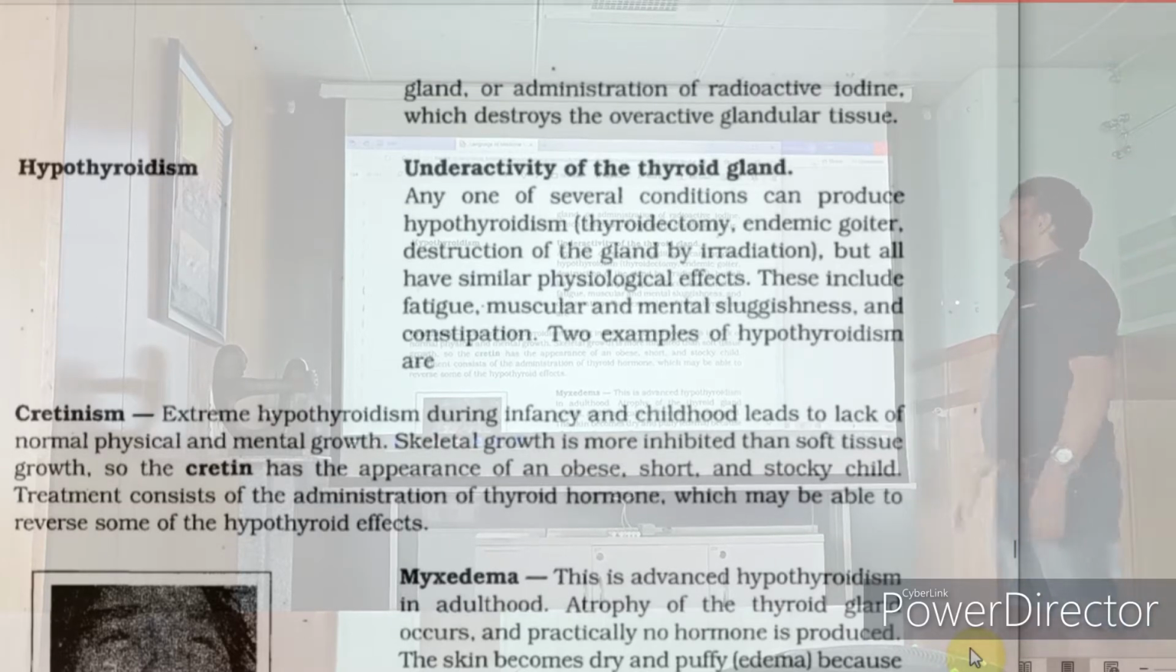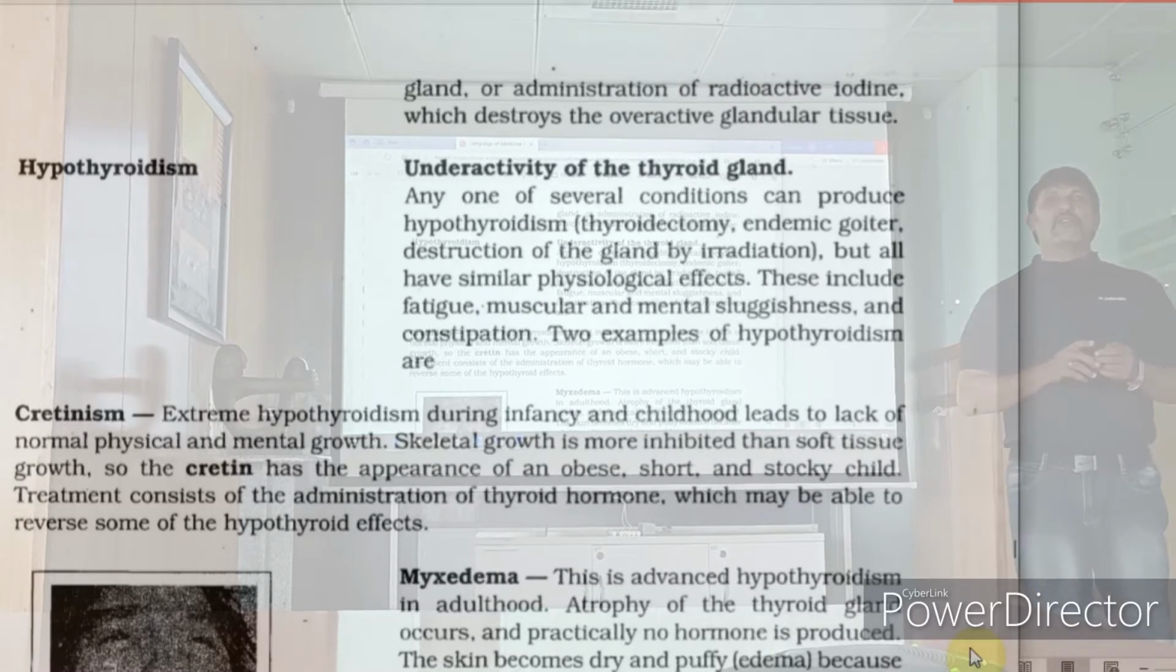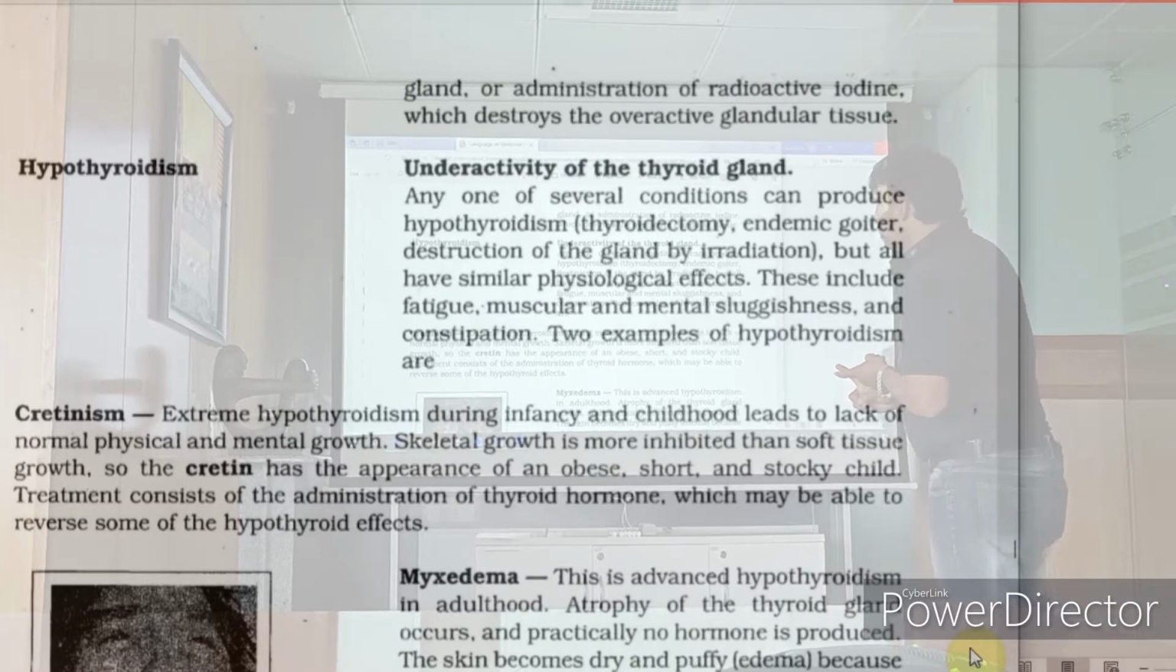Hypothyroidism. Underactivity of the thyroid gland happens. This is because of endemic goiter, also destruction of glands because of irradiation. But majorly the patients have fatigue and they are obese, with muscular and mental sluggishness, and constipation. Two examples of hypothyroidism are cretinism and myxedema.